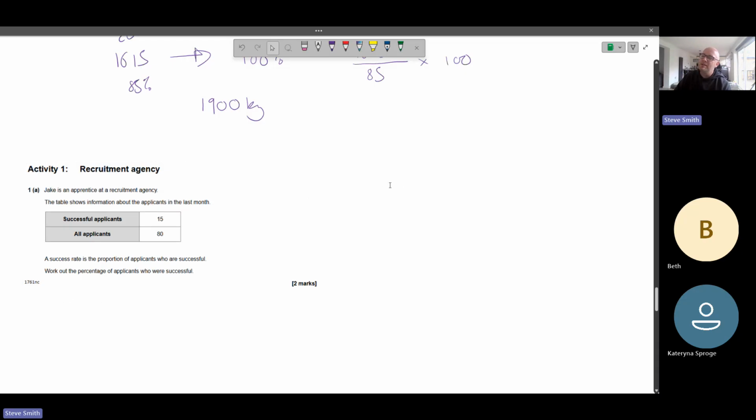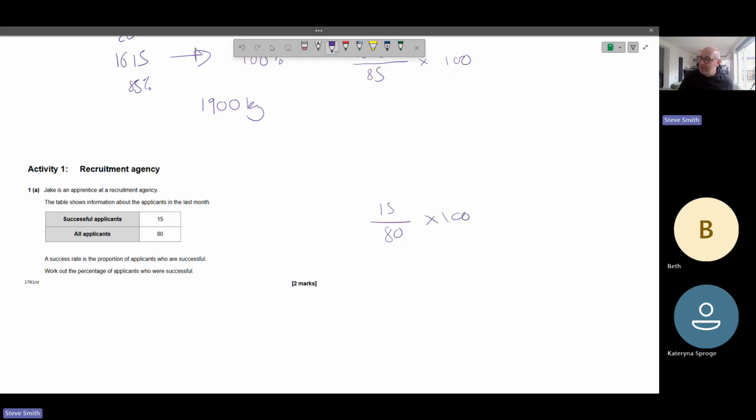Okay, Jake is an apprentice at a recruitment agency. The table shows information about the applicants in the last month. A success rate is the proportion of applicants who are successful. Work out the percentage of applicants who are successful. Okay, so we've got 15 divided by 80 times by 100.